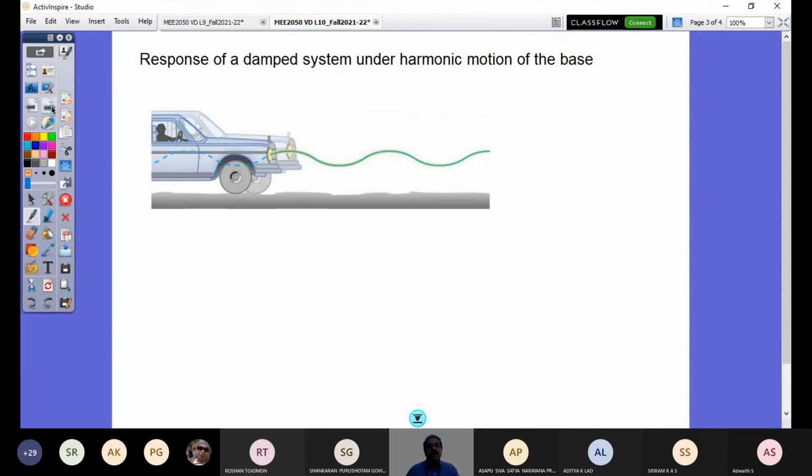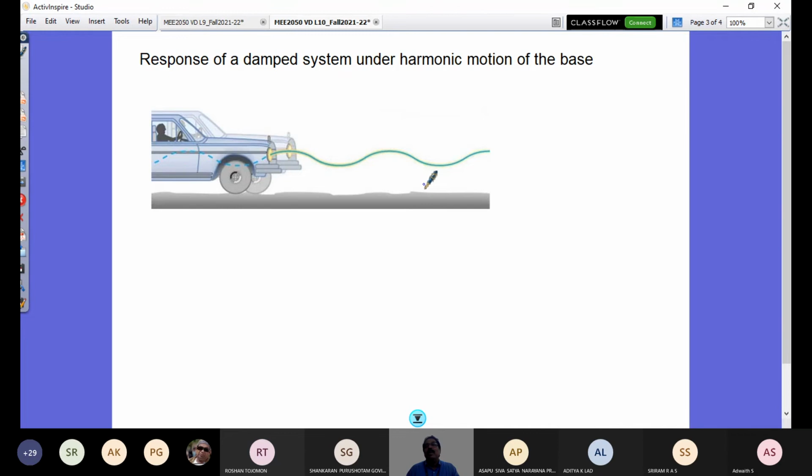The response. So this is what I was telling you. The response of a damped system under harmonic motion of the base. So look at this road, it's wavy. So you have this vehicle going on this kind of sine wave. So this can be imagined as y is equal to y sine omega t, where this omega is the frequency of this road profile, and t is the time at which you get your y value.